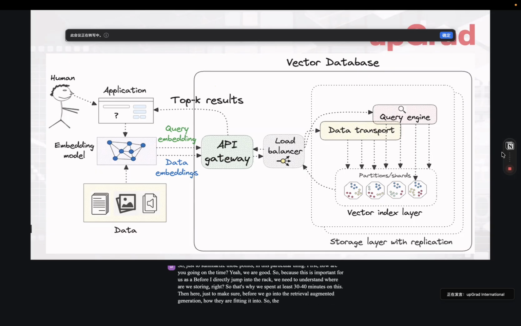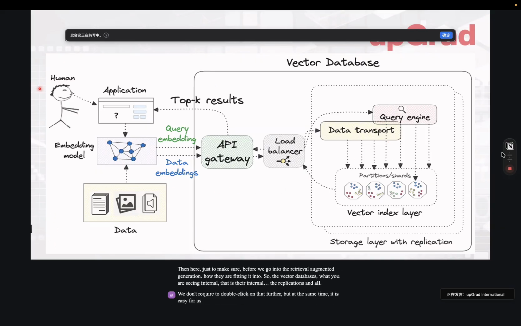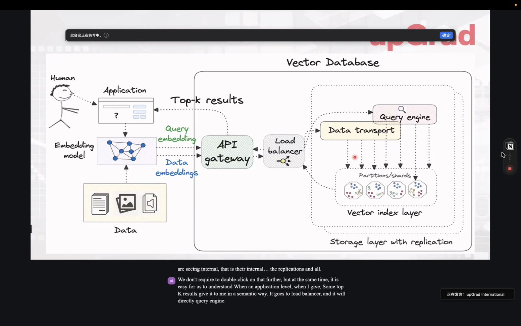So for the vector databases, what you are seeing internally, that is their internal replication and all. We don't need to double click on that further, but at the same time, it is easy for us to understand when at the application level I ask for some top K results, give it to me in a semantic way. It goes to the load balancer and then directly to the query engine. If I simplify this, the entire box, I'm asking the application for top K results, it goes and then gives me a similarity search.